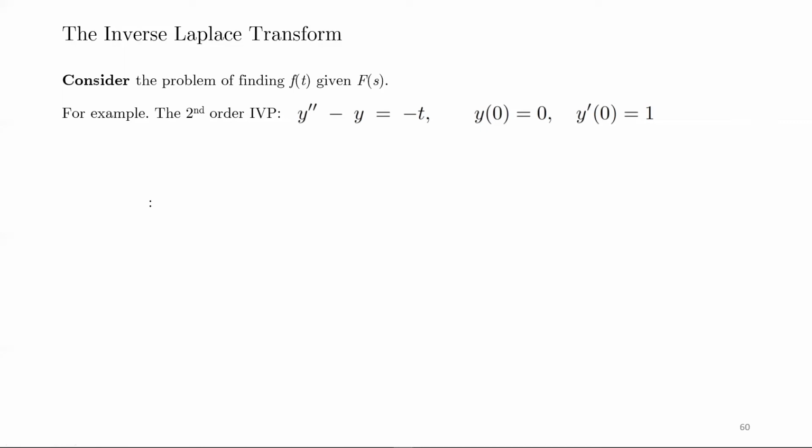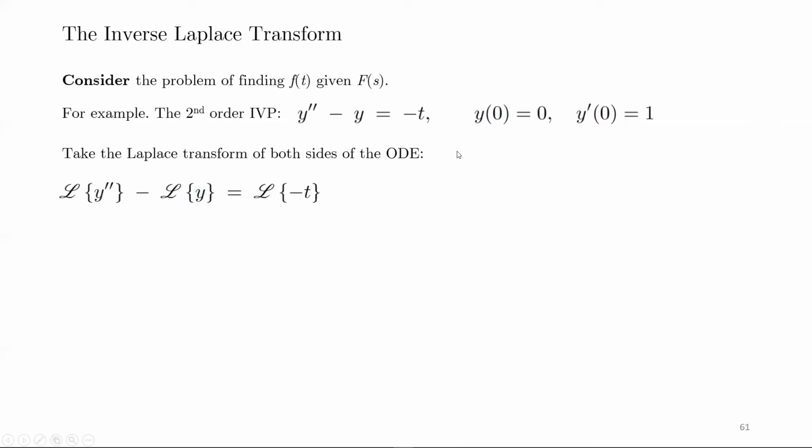Let's take the Laplace transform of both sides of this ODE. The Laplace transform is linear, so we can take the Laplace transform of each of these terms individually. So we get the Laplace transform of the second derivative of y, minus the Laplace transform of y, is equal to the Laplace transform of minus t. The Laplace transform of y is just going to be capital Y of s. The Laplace transform of minus t is just going to be negative 1 over s squared.